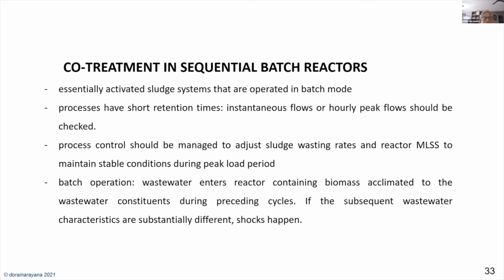And because of this short retention time, your instantaneous flow or the hourly peak flow may need to be checked, unless there is an equalization tank that has already been provided. And in any case, we need to check what the peak flow is after equalization, right? And process control should be managed to adjust the sludge wasting rate, the reaction times, and so on, to maintain stable conditions.